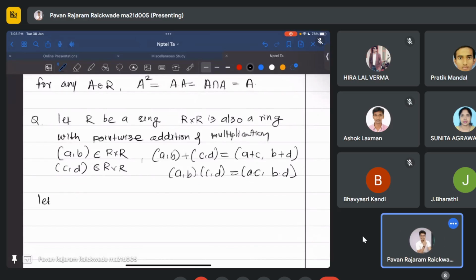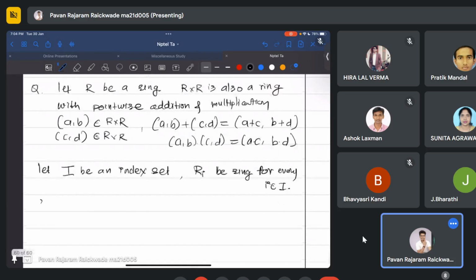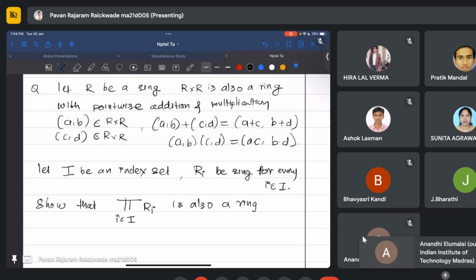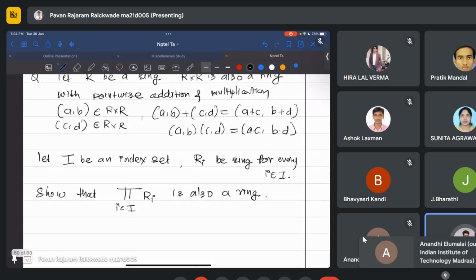Let I be an indexing set and let Ri be a ring for every i in the indexing set I. Then show that the product over i belonging to I of Ri is also a ring. So this is a very abstract way of defining a Cartesian product.